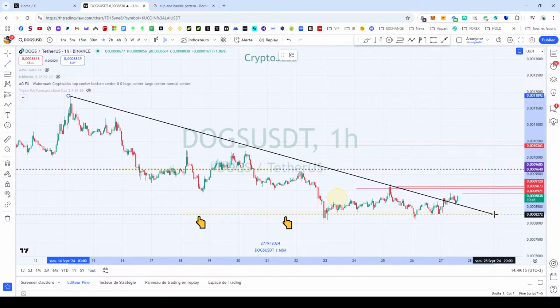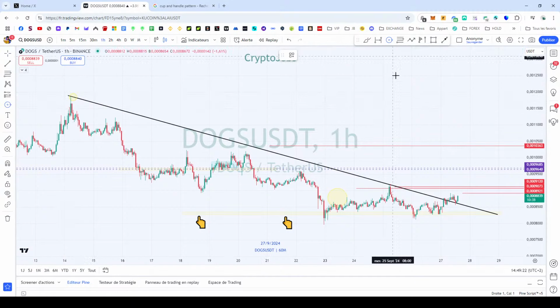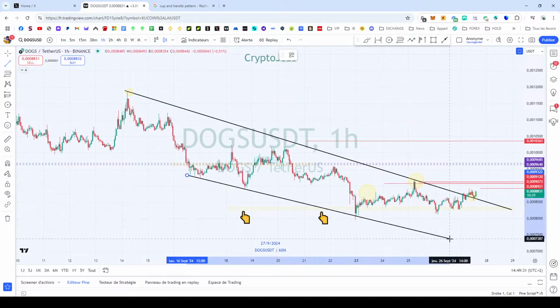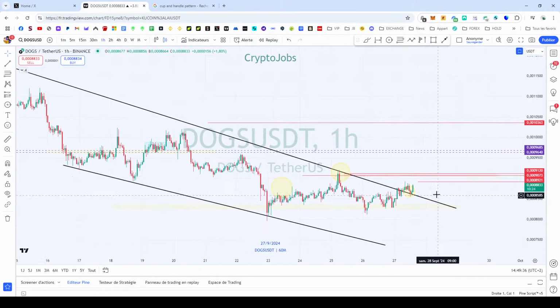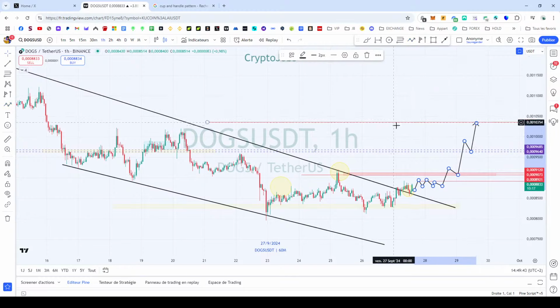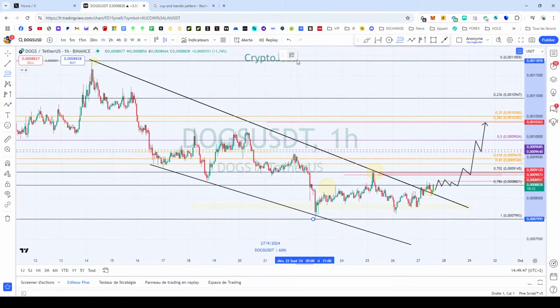Sometimes it's difficult to draw the pattern. Here I only have 2 points of contact, but I can get 3 points of contact. I can see that the price is reacting on the uptrend, so this is not a bad sign. I think we are going to see something like this for DOGS, especially if Bitcoin is up, maybe a new pump toward that level. It should correspond to a fib level also.